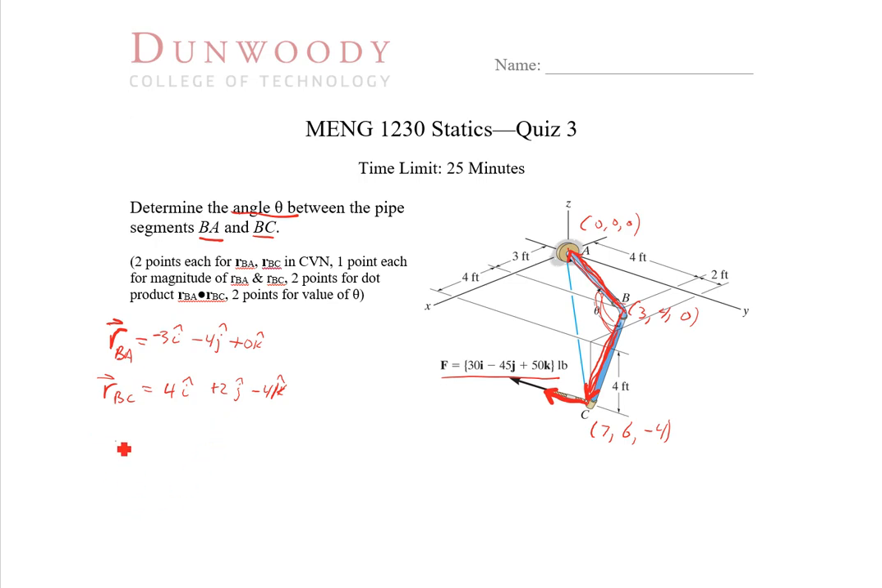Now we're going to do the dot product, RBA dot RBC. And again, that's going to be our i components multiplied by each other. So we get negative 3 times 4 plus negative 4 times 2 plus 0 times negative 4. So carrying that down, we get negative 12 plus negative 8 plus 0. So we get negative 20 as our dot product.